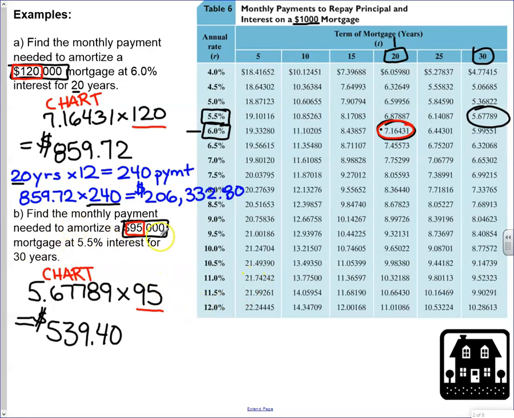So we have this other example here with the $95,000. Again, we did the same thing, 5.5% for 30 years. And we go over here and we see we've got 5.67789. We multiply that by 95 because that's how many thousands we borrowed, and we get the $539.40.